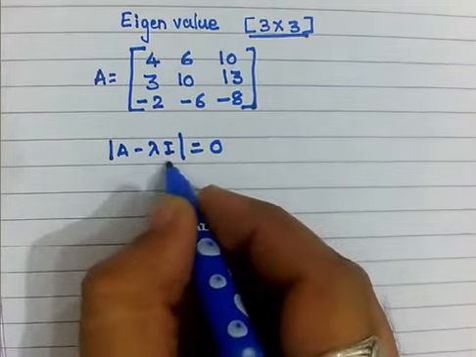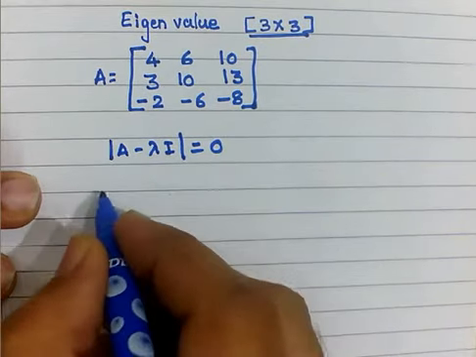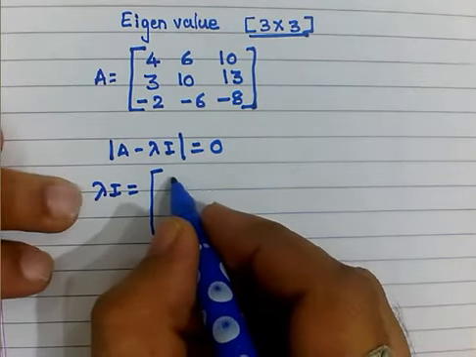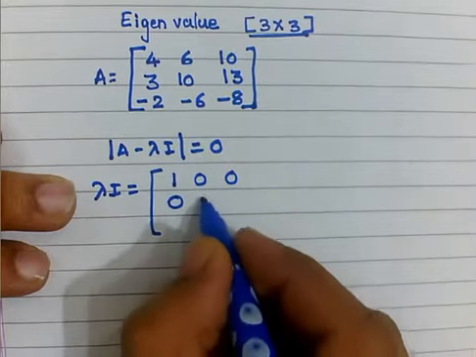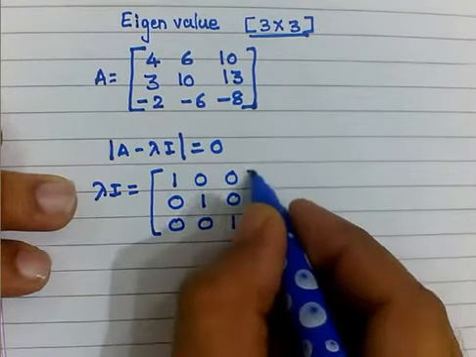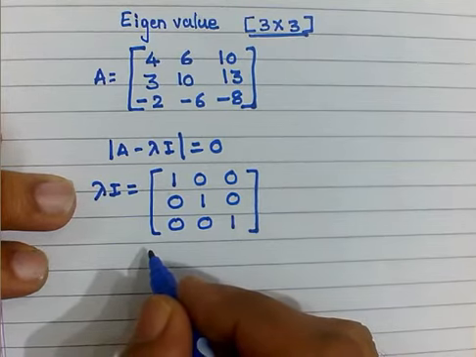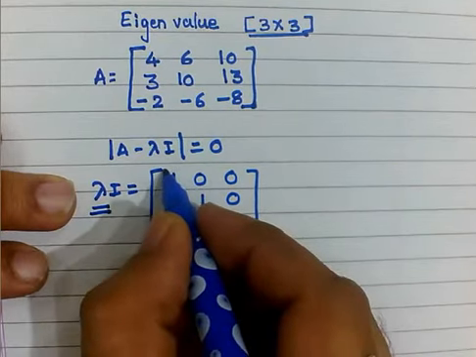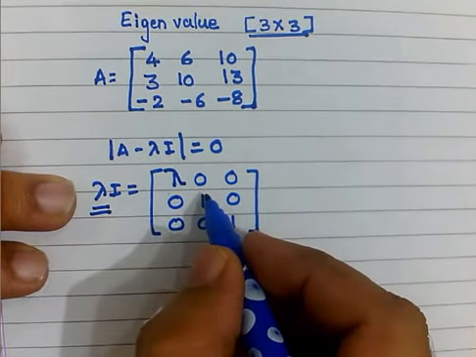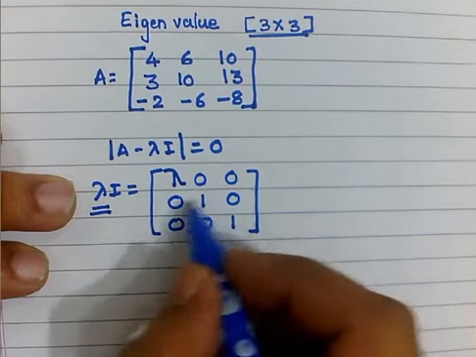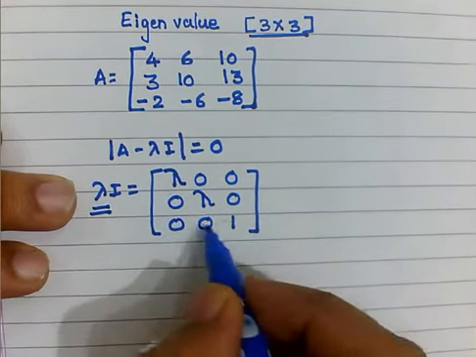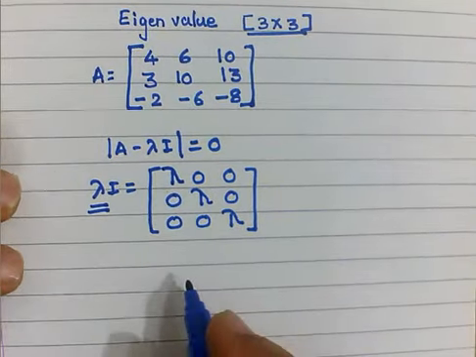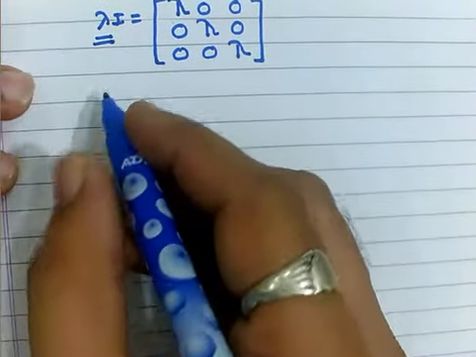Now for finding this A minus lambda I, we first obtain lambda I. The I will be what? This time 1, 0, 0, 0, 1, 0, 0, 0, 1. This is simply the I, that is the identity matrix of order 3 by 3. When we multiply this I by lambda, each term will be multiplied by lambda. So this will become lambda 0, 0, then 0, lambda, 0, 0, 0, lambda. Now once I have this lambda I, I will be able to find A minus lambda I.